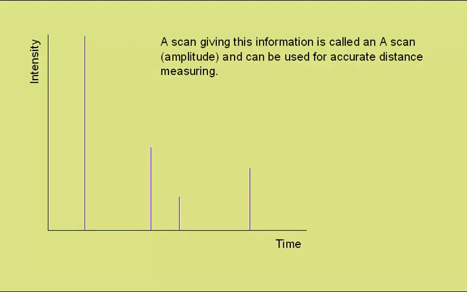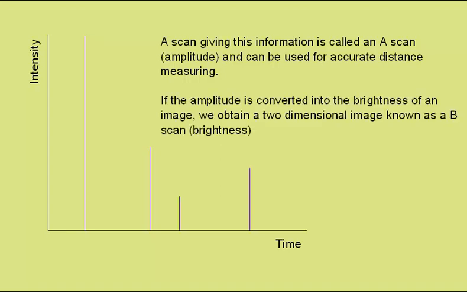A scan just giving this information is called an A scan for amplitude, and this can be used for accurate distance measuring. If the amplitude is converted into the brightness of an image, we obtain a two-dimensional image, which is known as a B scan or brightness scan.